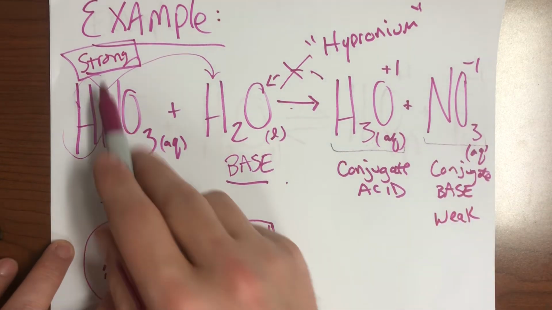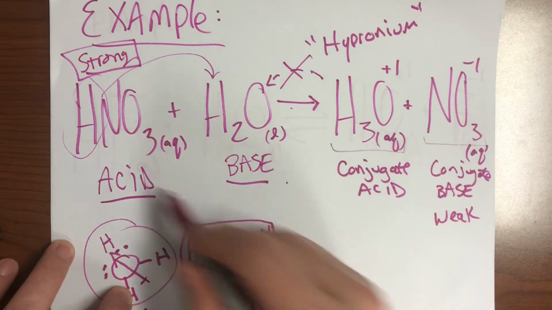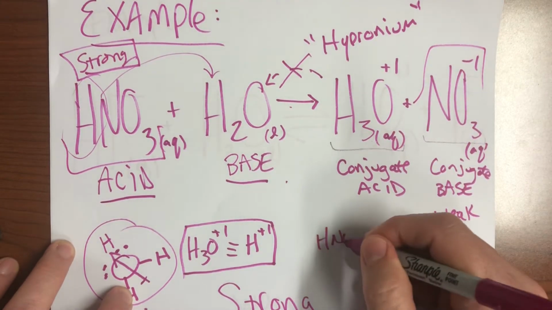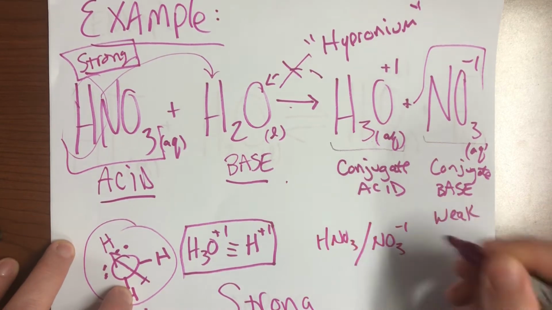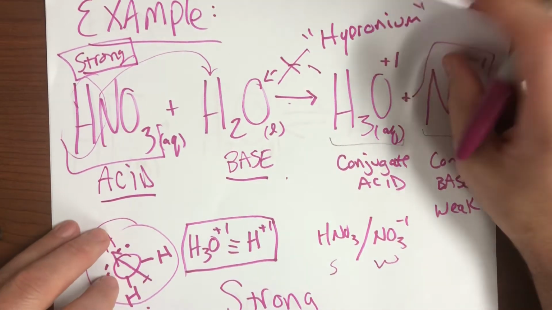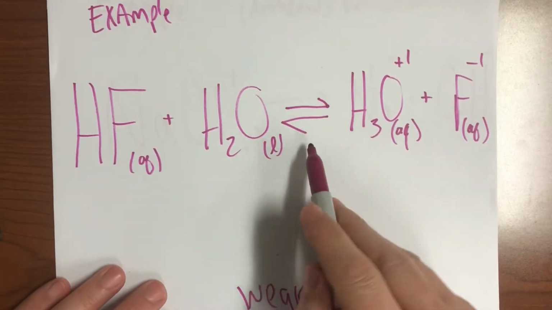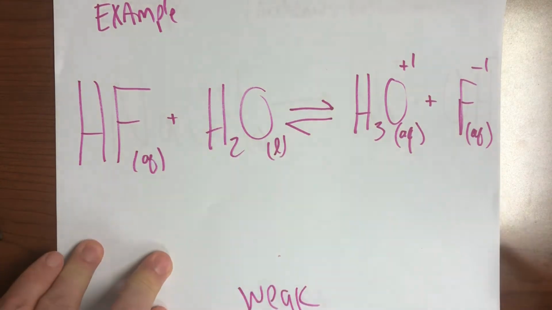So every strong acid has a weak conjugate. Strong acid, weak conjugate. So HNO3 is an acid, and its corresponding conjugate base is weak. Strong, weak. So let's do a different example. You can see I have double arrows shown here. That tells you that the reverse process is considerable.